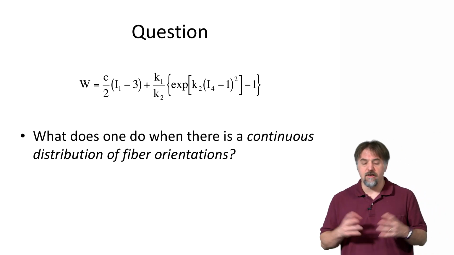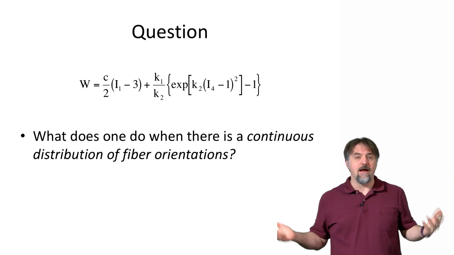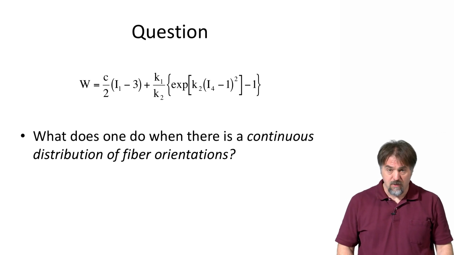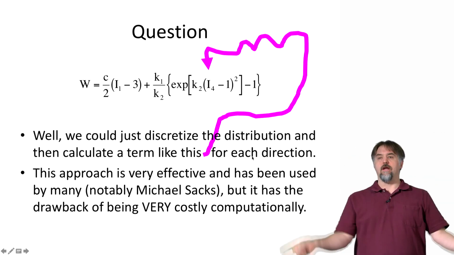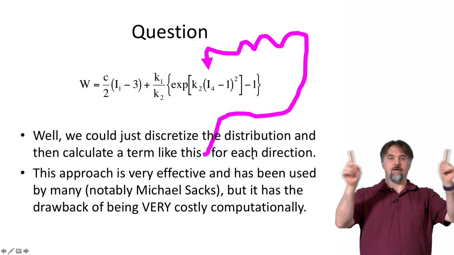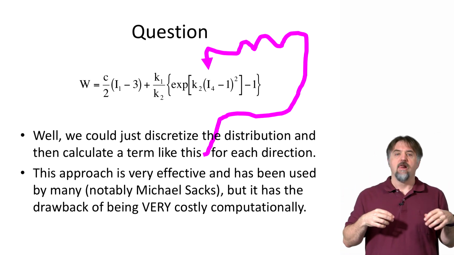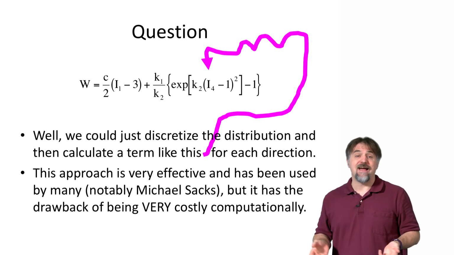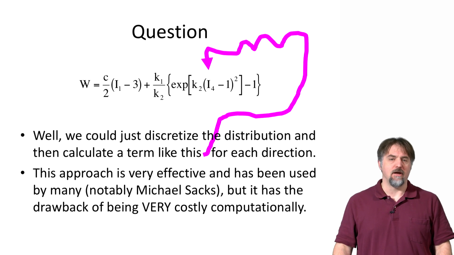So what do we do if we have a continuous distribution of fibers? So we have fibers pointing in all directions. We certainly can't make an infinite number of expressions. So what we're going to do is we're going to say, well, we could just discretize the distribution and calculate a term like this for each direction. So we could say there are 20 bins in my histogram of alignment, and I'm going to make 20 of those terms, like that one with the purple arrow pointing to it, and then I'm going to add them up. Michael Sachs does this. Gerhard Holzapfel has started doing it some. It gets very expensive computationally. It's just not a convenient way to do the problem.